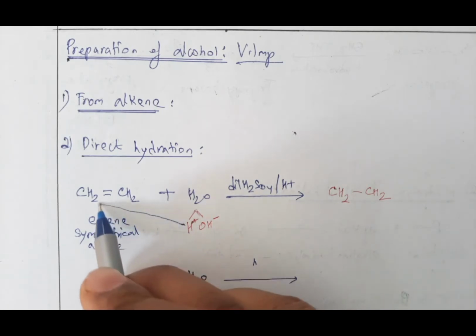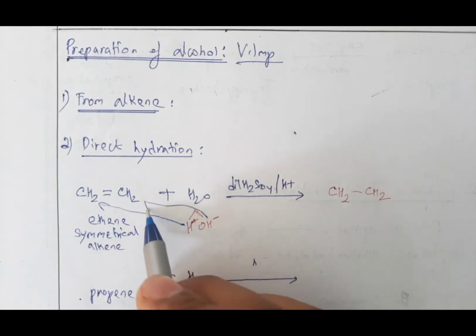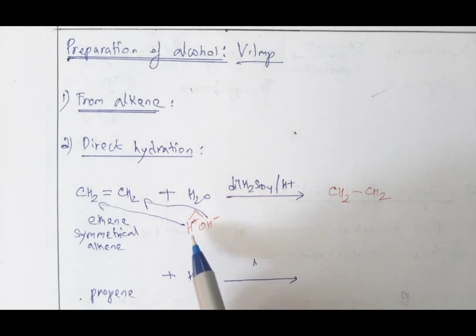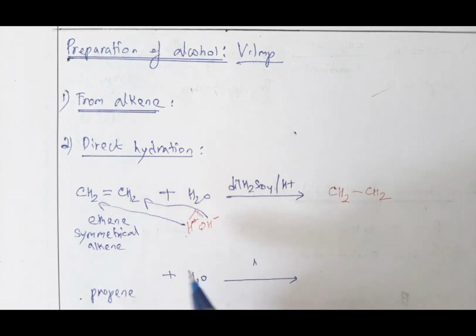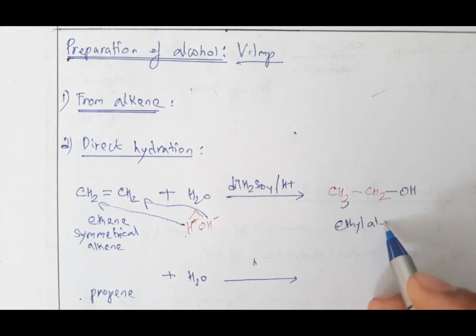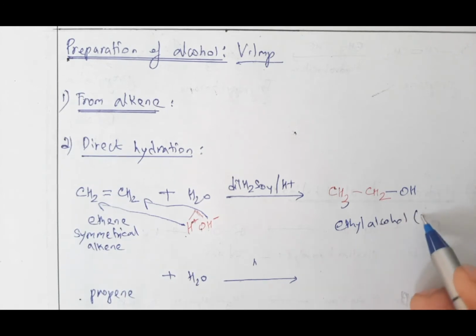So I'll take H here and OH here. I could have taken H here and OH there, same thing. You don't have to follow any rule: if it is a symmetrical alkene, you can take H and OH anywhere. So if I take this H here, CH2 will become CH3, and similarly OH goes here, whereby I'll get ethyl alcohol. This is the preparation of ethyl alcohol, which is a primary alcohol because OH is linked with CH2.